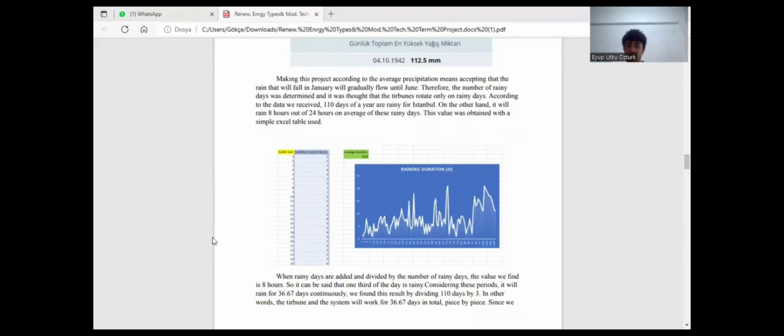When taking into account times, we calculate that it will rain non-stop for 36.68 days by dividing the 110 days by 3. In other words, the system and the turbine will each function for a total of 36.67 days. Because we measured our energy usage in hours, we determined that the system operated for 880 hours by multiplying 36.67 by 24.